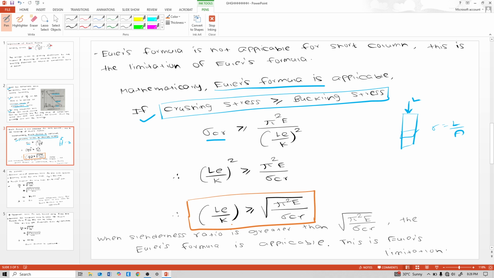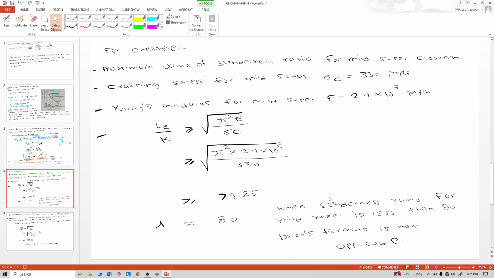What does this equation tell us? When the slenderness ratio is greater than under root of pi square E upon sigma CR, Euler's formula is applicable. This is Euler's limitation. When this slenderness ratio is greater than or equal to under root of pi square E upon sigma CR, then only Euler's formula is applicable. Remember this. This is very important. Now next we will see an example.